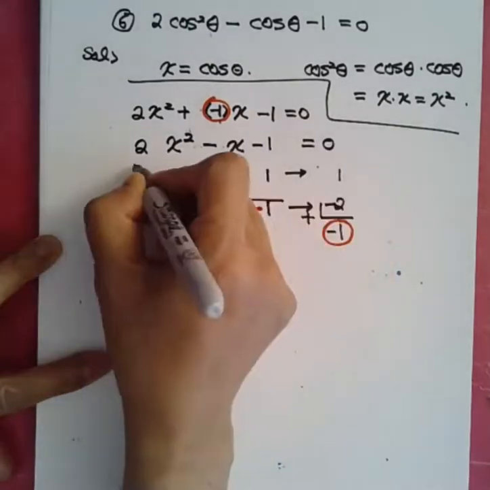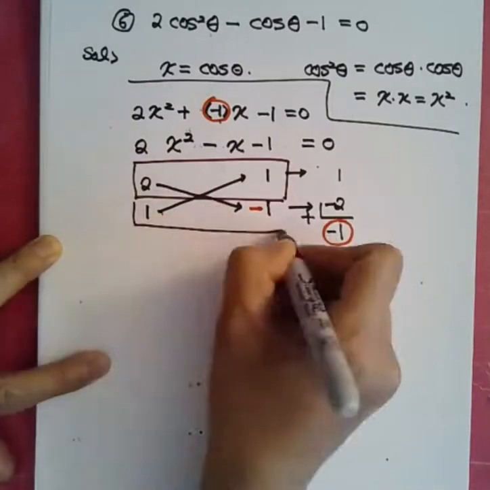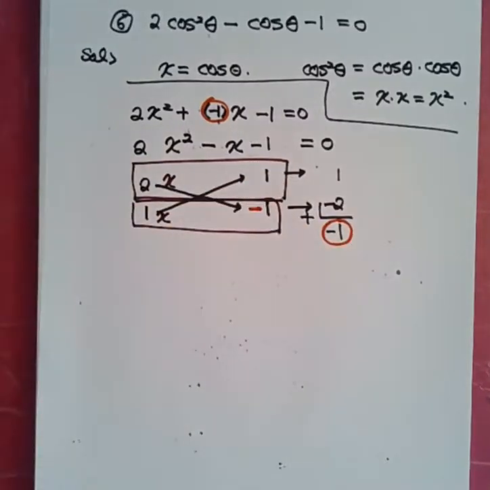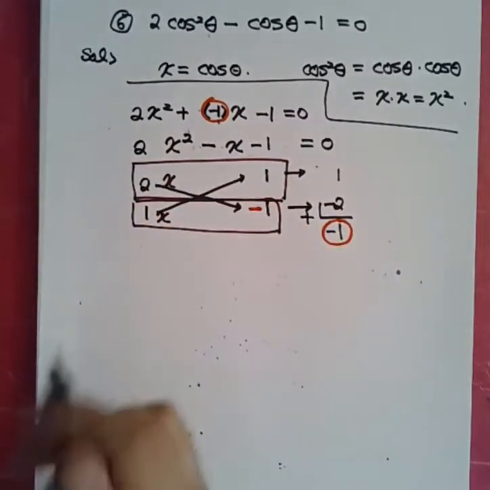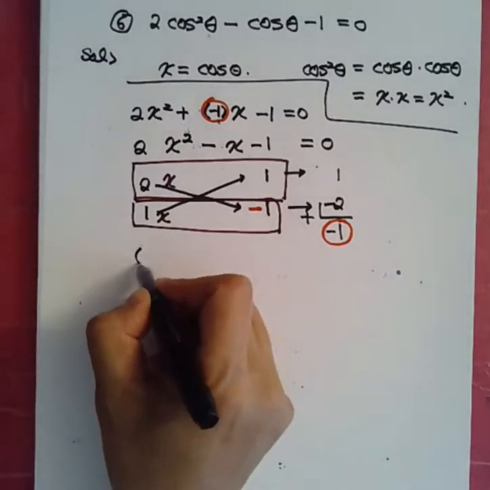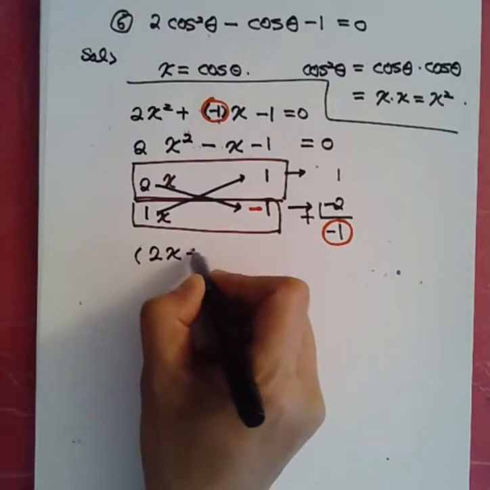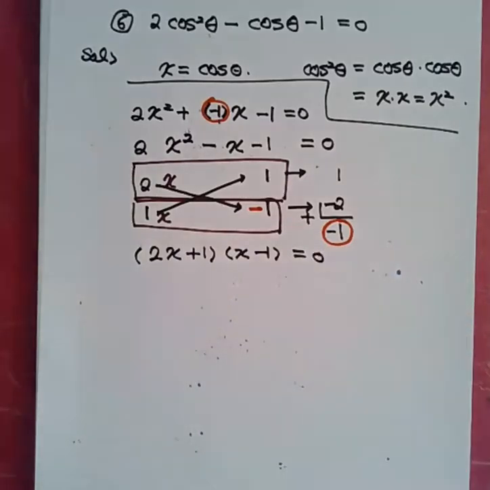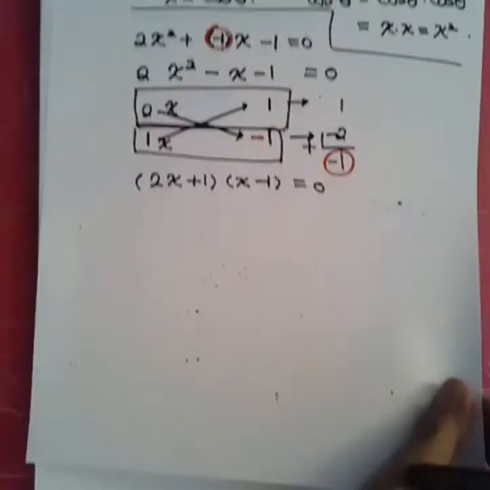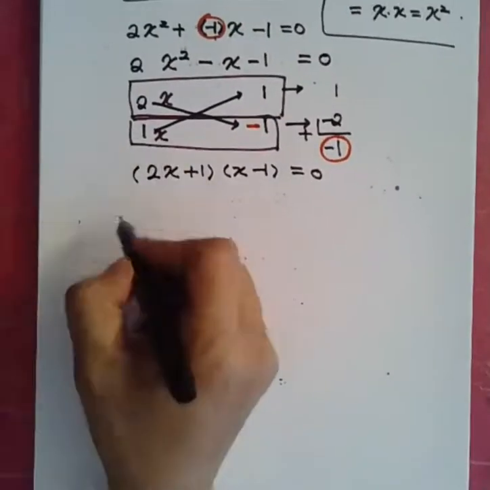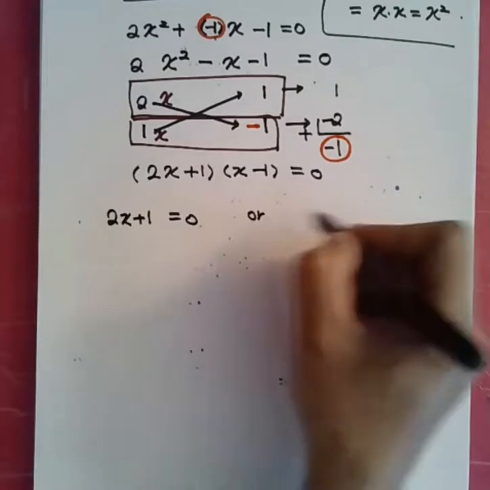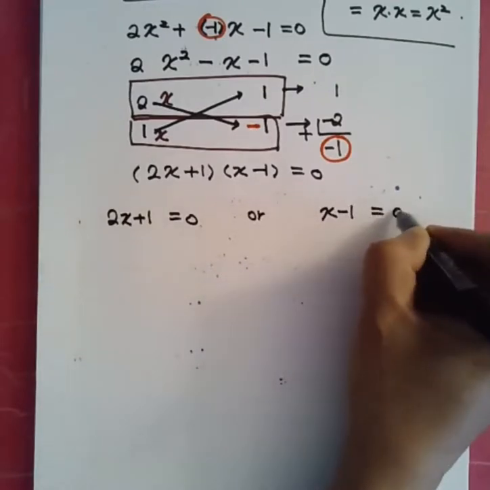Then what I will do, I will put x to the first numbers. Then the factorization will go 2x plus 1 times x minus 1 equals 0. So from here, we get two linear equations. So we have 2x plus 1 equals 0, or x minus 1 equals 0.